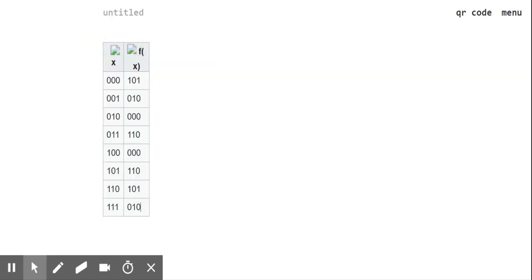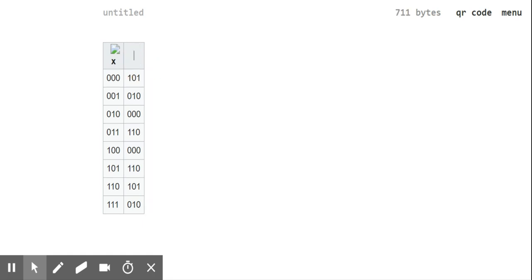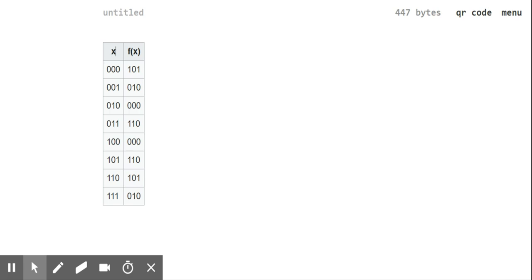So I wanted to take a look at this f of x. I just copy pasted the stuff from Wikipedia. And I basically want to take a look at, so remember Simon's, we're basically looking at Simon's problem.